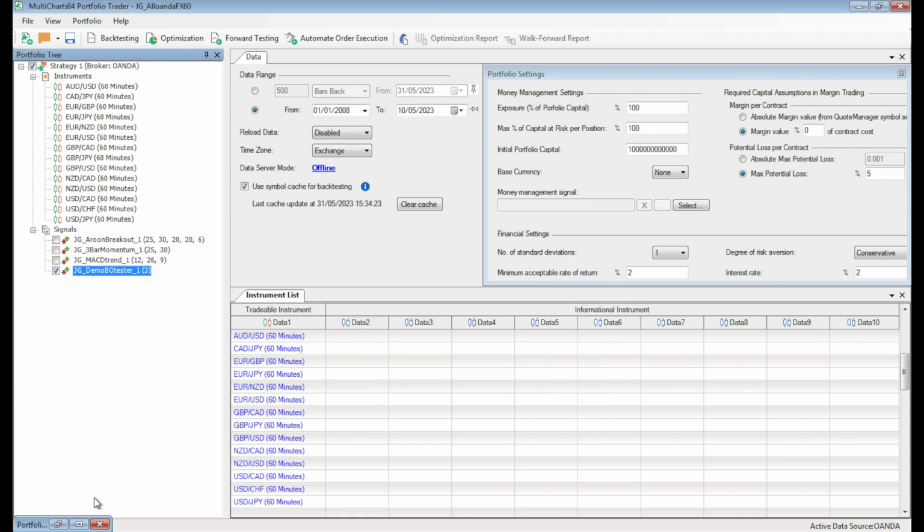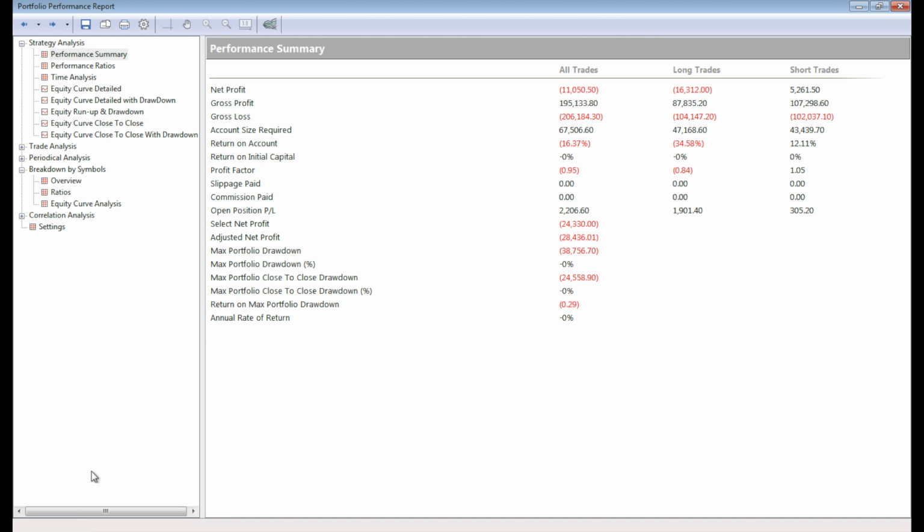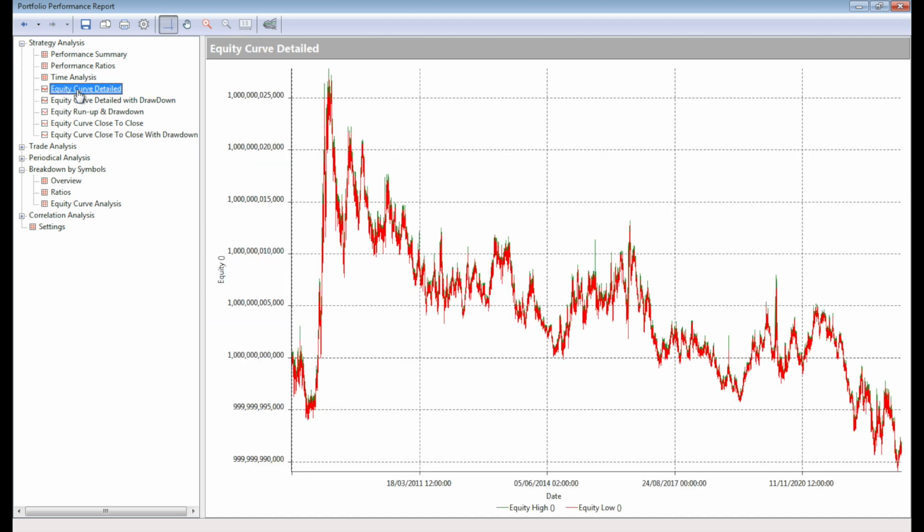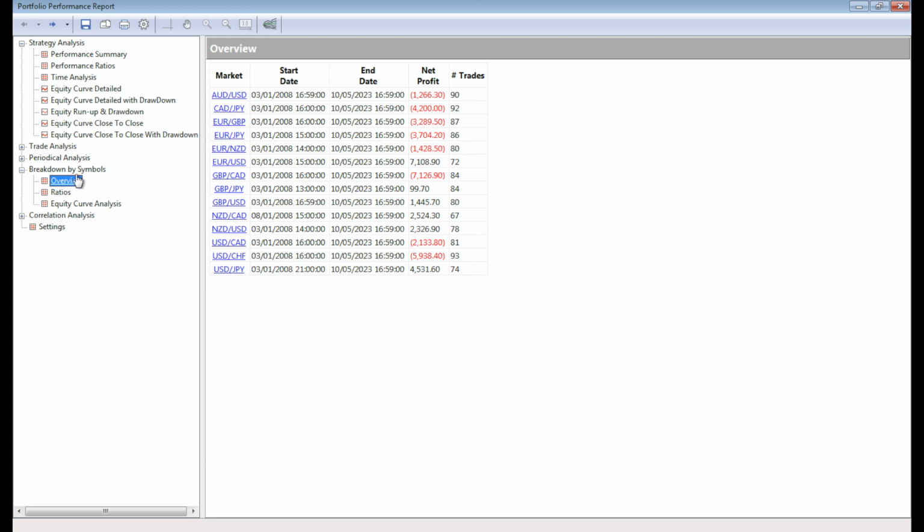So let's have a look at the performance report. This is the complete portfolio, not losing as much as last time on the weeklies, but it is losing with a really bad equity curve. Looking at the individual markets, we don't have quite as many losers as we did when we were looking at the weekly highs and lows, but let's run through them.